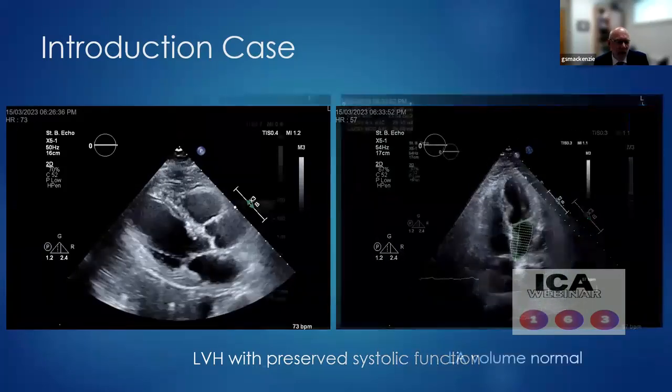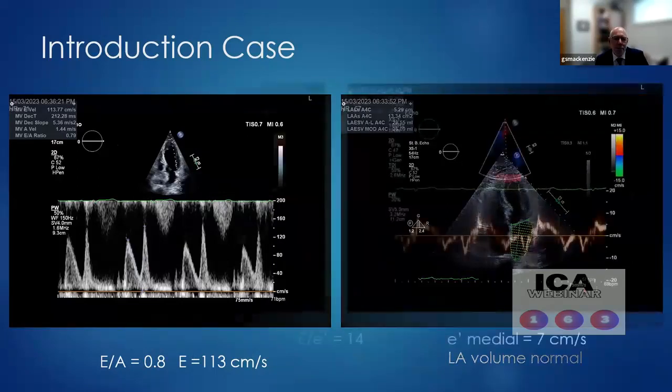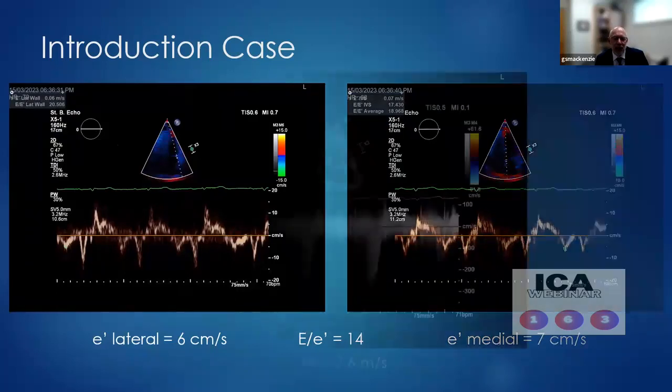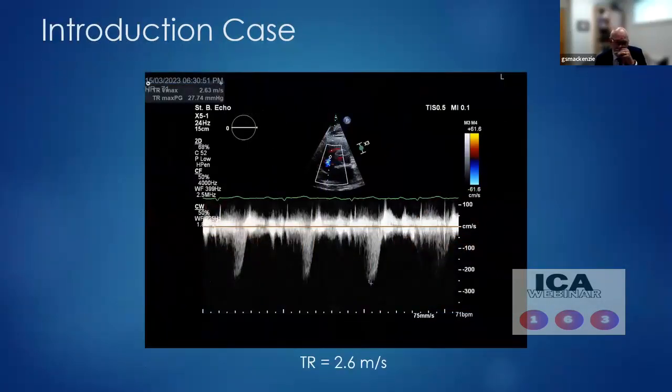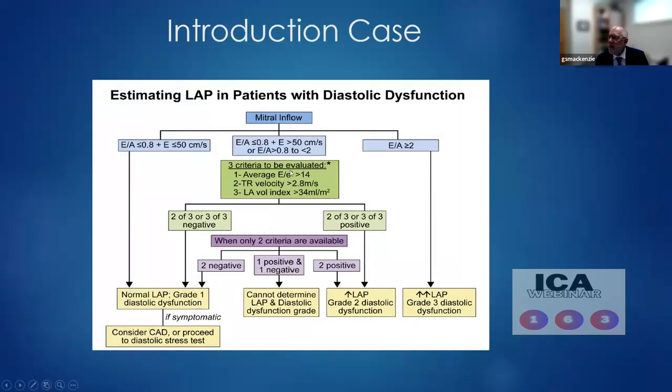Remember, her E to A ratio was 0.8 with a peak E-wave velocity of 113. Her left atrial volume was normal. Her E to E prime was 14. And her TR velocity was 2.6. So if we go back to the guidelines here, we can see that her E to E prime was 14. It basically met criteria, but the TR velocity and the LA volume index did not meet criteria. So 2 out of 3 were negative. So this patient essentially has grade 1 diastolic dysfunction.